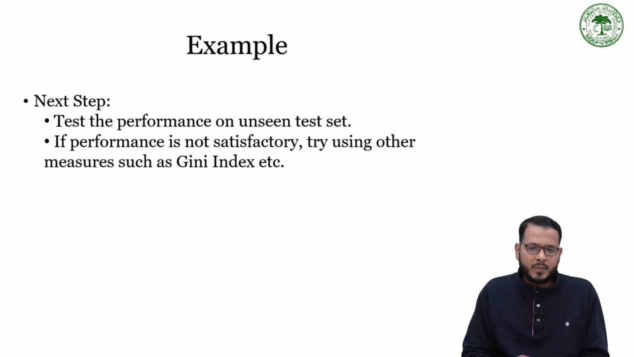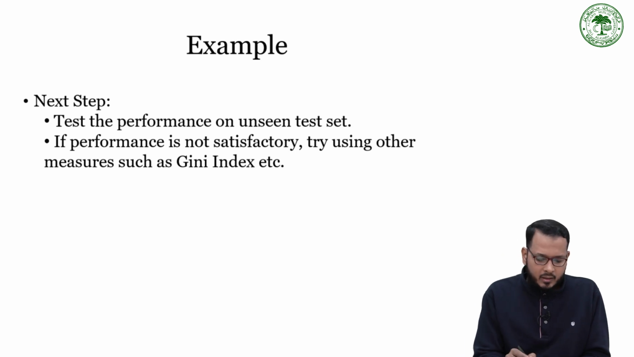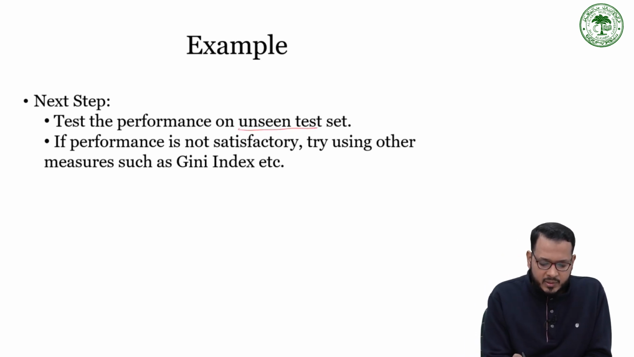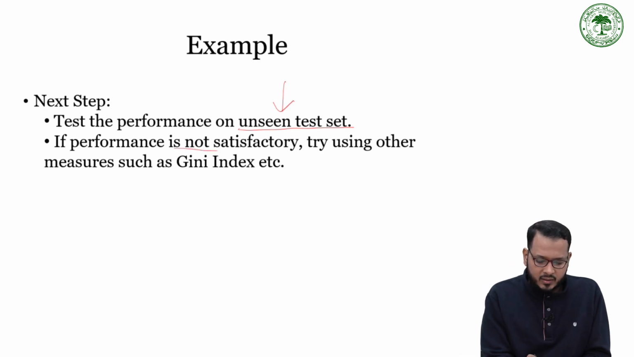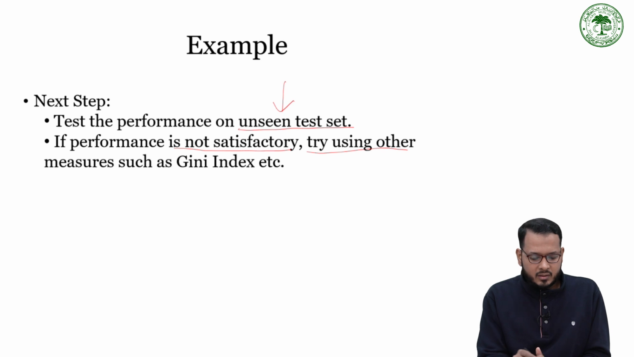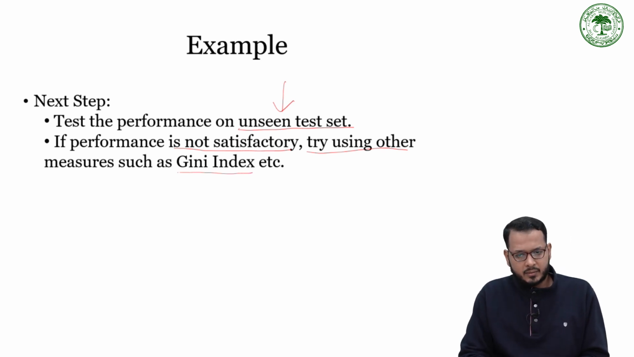So the next step is now, once the training data is available, we have built our tree. Next step, as we have seen in previous cases also, we have to check the performance of the decision tree on unseen test data. And if the performance is not satisfactory, we will try other measures such as Gini index, etc.